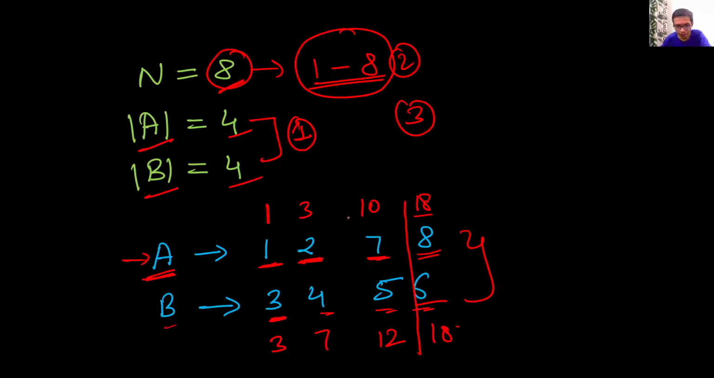So the third condition was that, except for the very last element, the prefix sums for the remaining elements should be different.